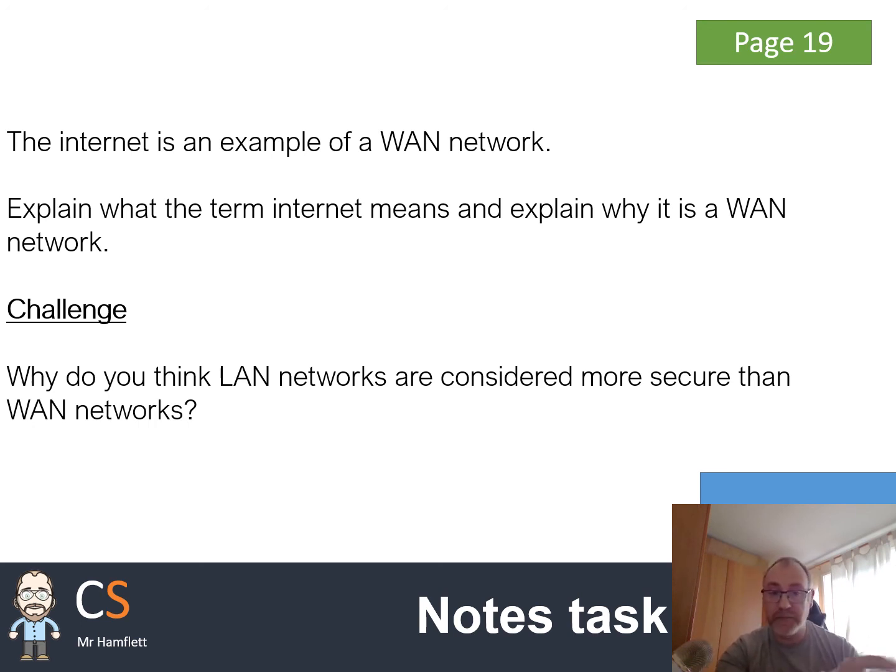Explain what the term internet means, and explain why it is a wide area network as well. So why do we refer to the internet as a wide area network? Remember, we call the wide area network a collection of local area networks connected together with a router. What is the internet? Well, there are lots of local area networks connected together using routers. That's why it's a WAN.